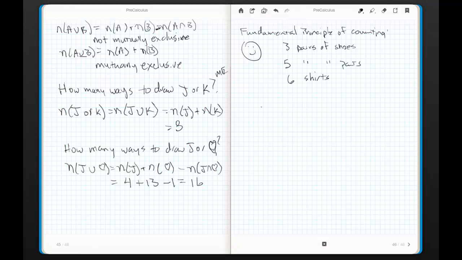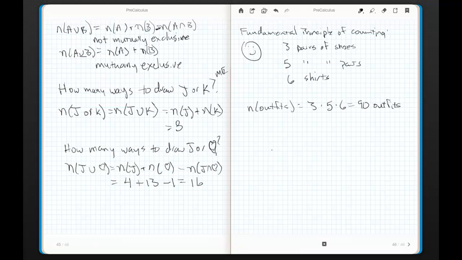Well, we've all seen this problem. You've seen it on tests and quizzes and stuff all over the place. So that's easy. The number of outfits. How do we do it? Well, there are 3 shoes, there are 5 pairs of pants, and there are 6 shirts. So it appears as though young Billy has 90 outfits. Now, why do I multiply them?